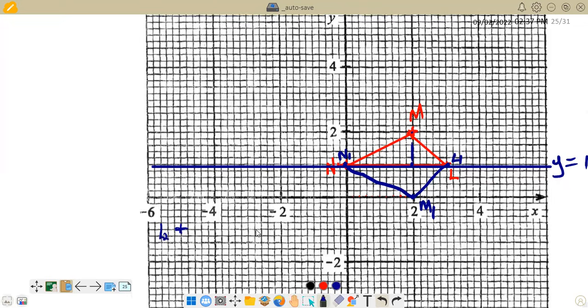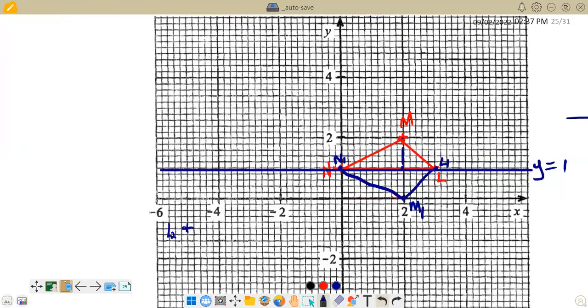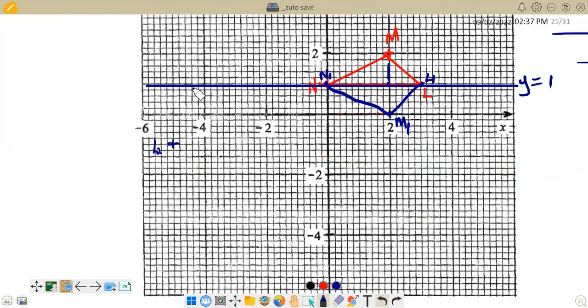Remember our M2 was -4, -2. So we need -4, -2 this time. All right, so this is where we're going to have our X being -4 and our Y being -2. That is at this point here. So this is our M2. And our N2, remember it was -2, -1. So -2, -1 straight at -1 under -2 here.